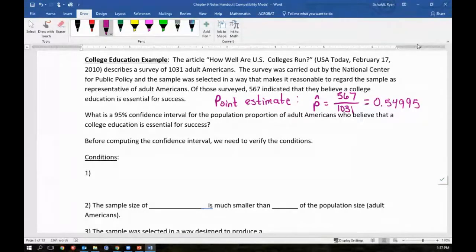So it asks, what is a 95% confidence interval for the population proportion of adult Americans who believe that a college education is essential for success? Now, before we even do the confidence interval, we have to make sure we meet our conditions. So the first condition we want to check for is normality.